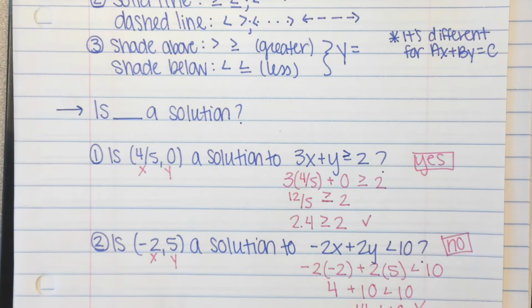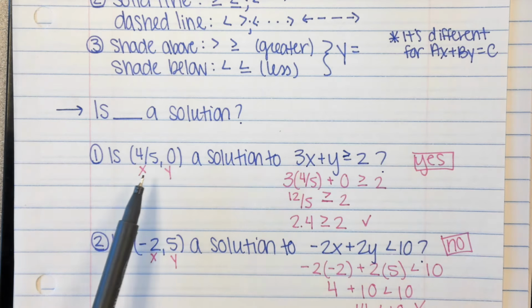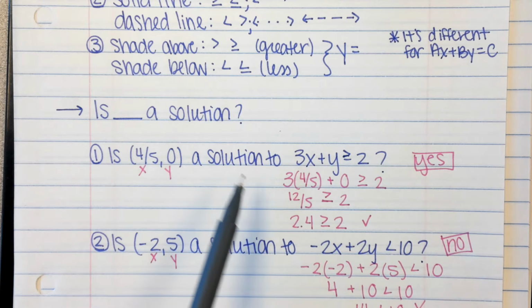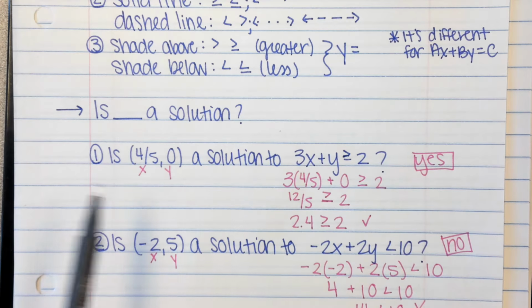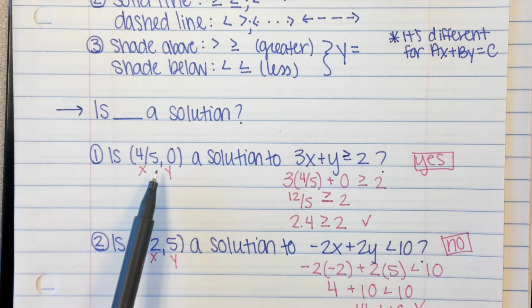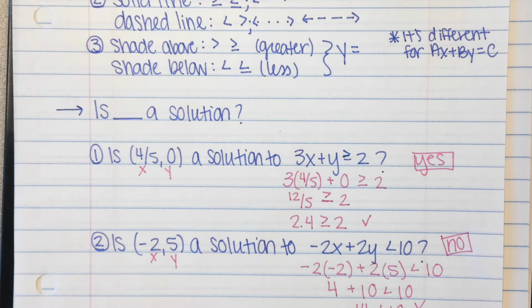Now, I don't think there are any like this in Math Excel, but occasionally you might see a problem like this. Is blank a solution to, and then it'll show you a graph. So in that case, you would just find that point on the graph and see if it's in the shaded region or on the line.